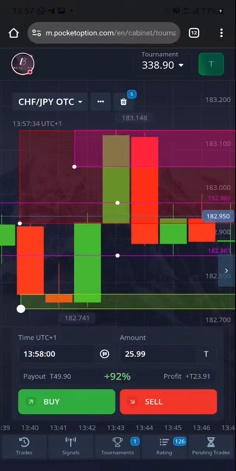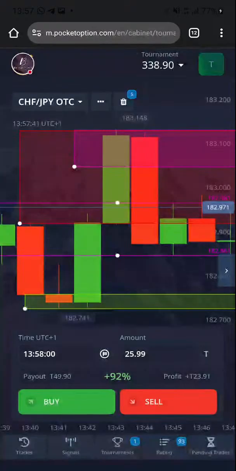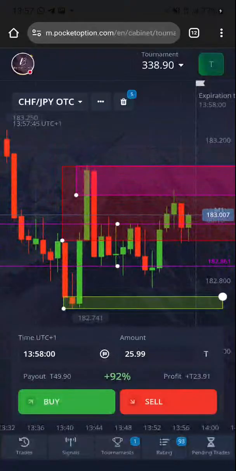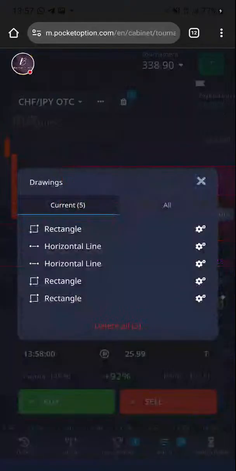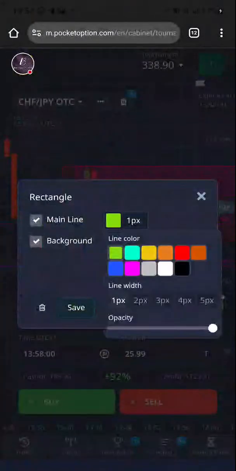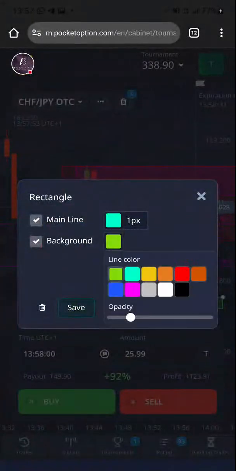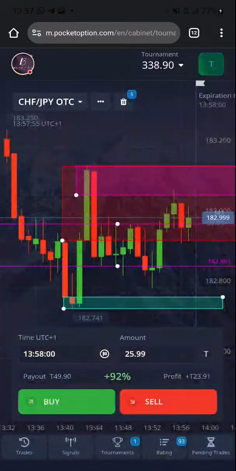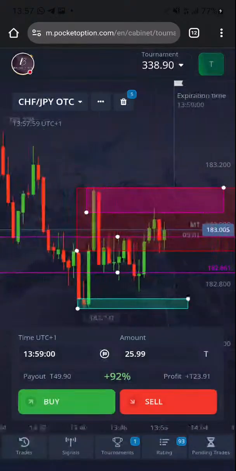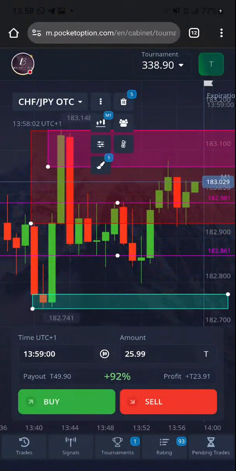So what do you do? You take your rectangle tool and mark it, leaving the wick of the previous candle, just the body of that previous candle, and you mark it. And this is how I mark my demand areas. You can see. So if price comes here now, we still have an opportunity. I can tell you for a fact.